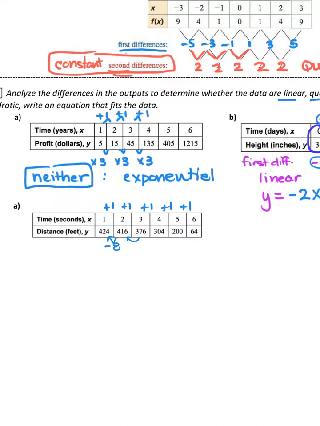376 minus 416, that is going to be minus 40. 304 minus 376, minus 72. This one will be minus 104, I believe. And this one's minus 136. Okay, so obviously this is not linear because these are all different rates.